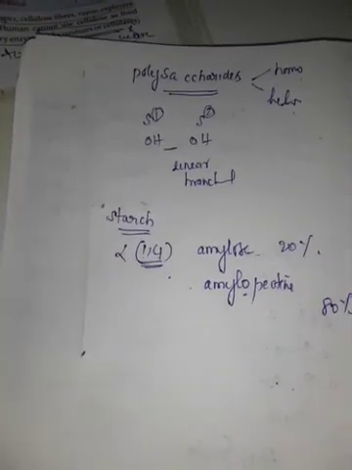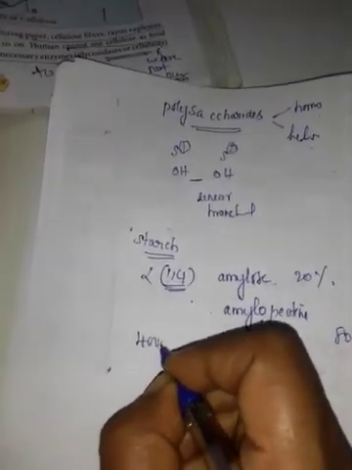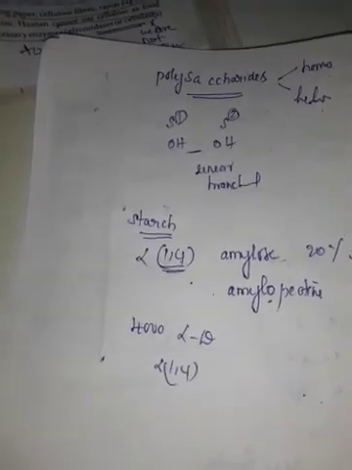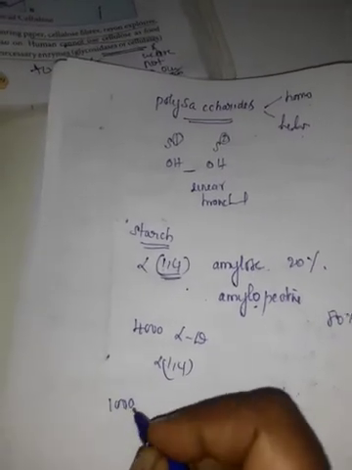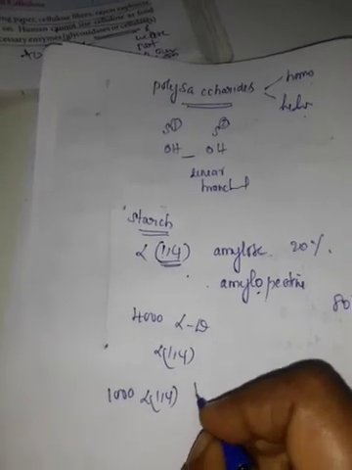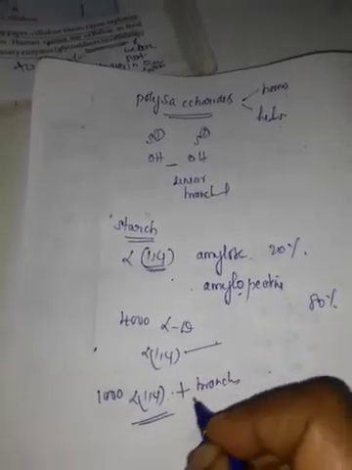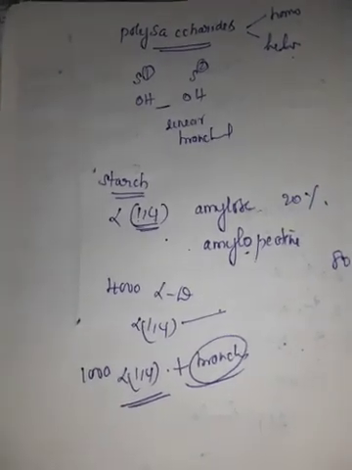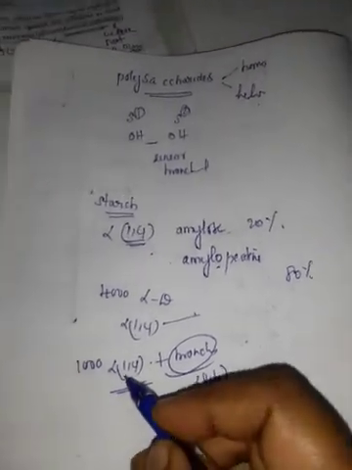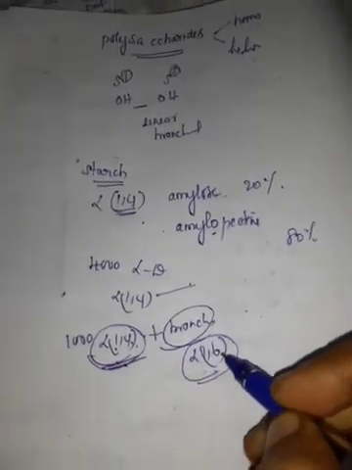Amylose is composed of unbranched chains, a linear molecule of up to 4,000 alpha D glucose molecules joined by alpha 1,4 glycosidic bonds. But amylopectin contains 1,000 alpha D glucose molecules linked by alpha 1,4 glycosidic bonds plus branches. Here linear, here branches. In the branches, alpha 1,6 glycosidic bonds are involved. Linear 1,4, branches 1,6, this should not be forgotten.